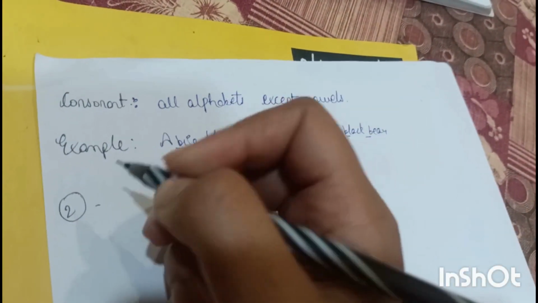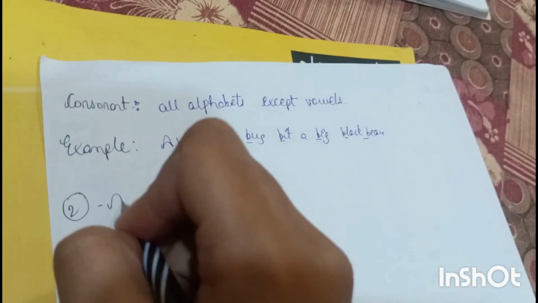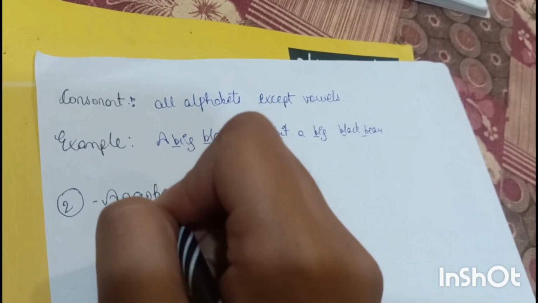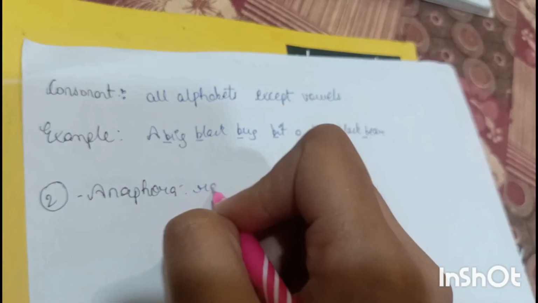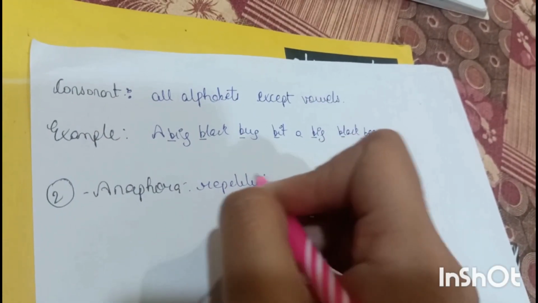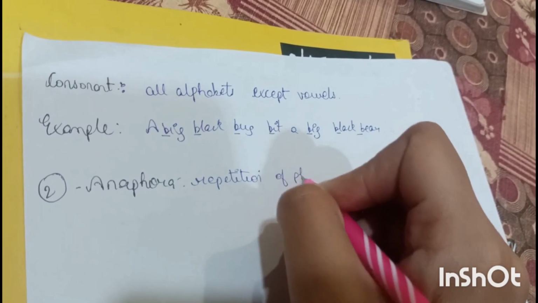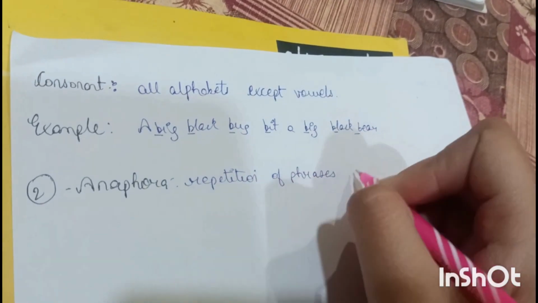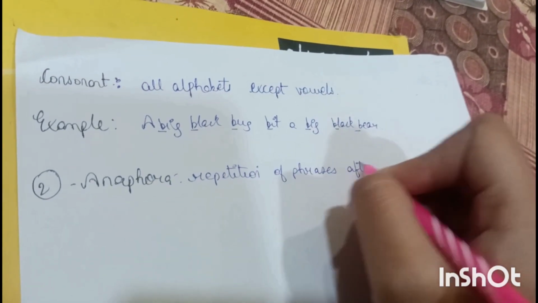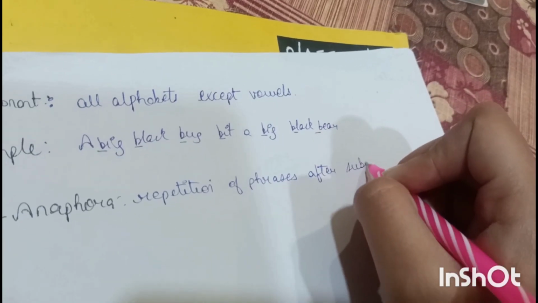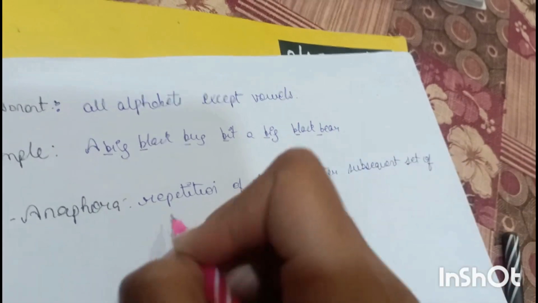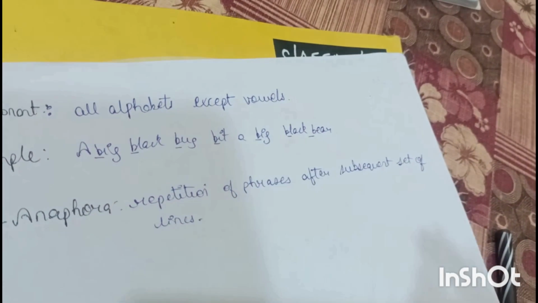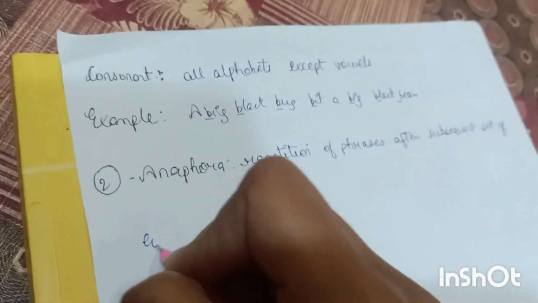And now you can see that the second figure of speech is anaphora. So in this case what happens is that there is repetition of phrases after subsequent set of lines. Okay, so now let's see the example for this.